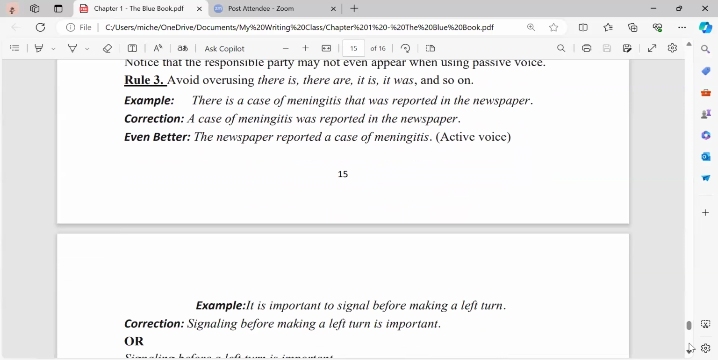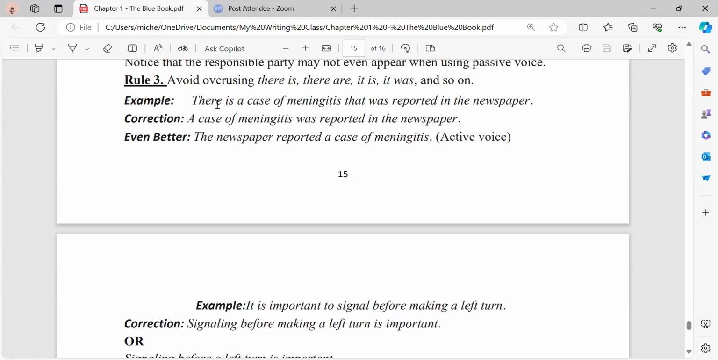So now we are on to rule number three. Avoid overusing "there is," "there are," "this," "it was," and so on. "There is a case of meningitis that was reported in the newspaper" because meningitis was reported in the newspaper, so we can actually sort of eliminate the words "there is" right here. Just saying that a case of meningitis was reported in the newspaper is already enough.